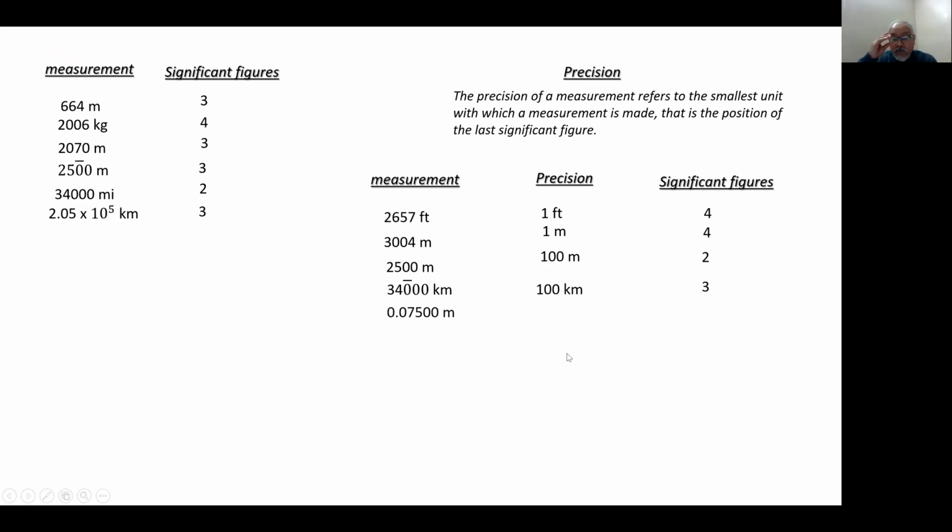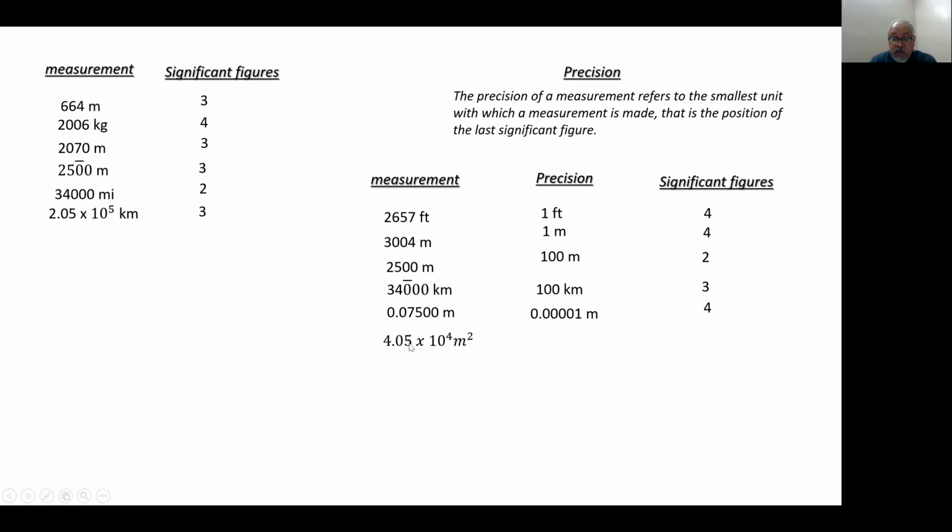One more. Again, what is the last significant figure? It's going to be this 0, right? The units for this one, let's say. For this 0, the precision is going to be 0.0001 meters. And how many significant figures? 4. Okay, great. Let's go for the next one.